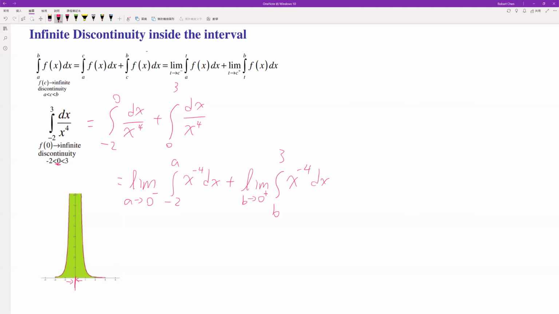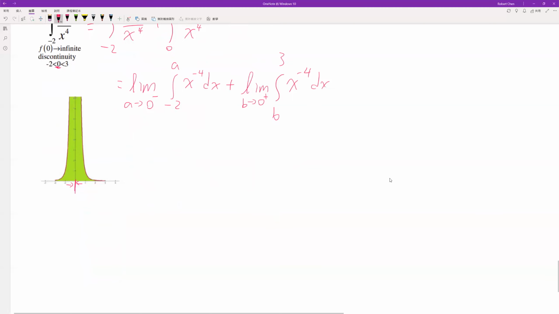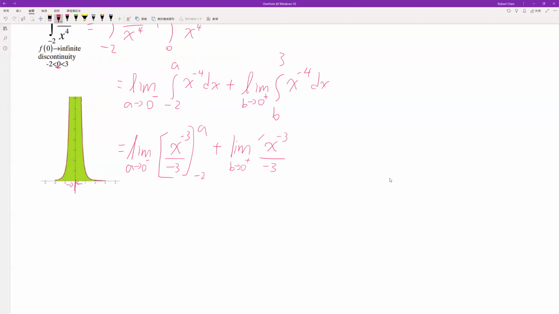All right, and we just evaluate each one of them separately. That should be pretty straightforward. So let's see. Limit a going to 0 from the left. That's going to be x to the power of -3 divided by -3, going from -2 to a. And the second one is limit b going to 0 from the right, and x to the power of -3 over -3, going from b to 3.